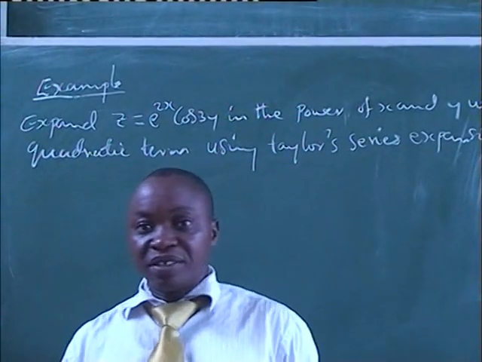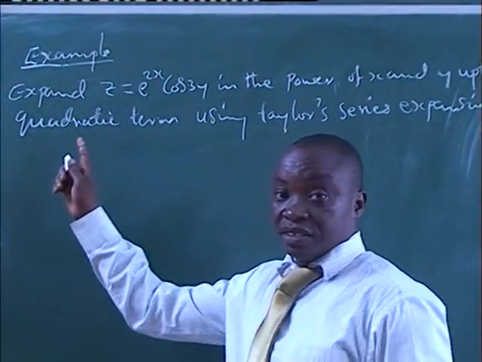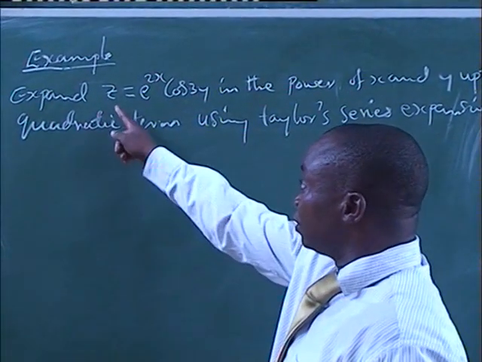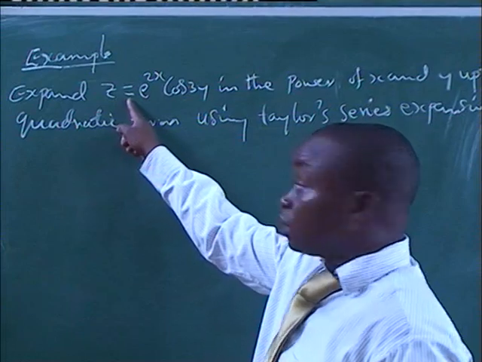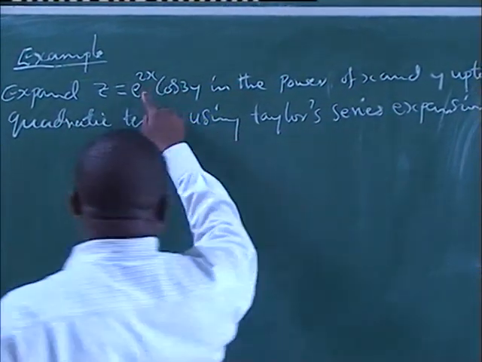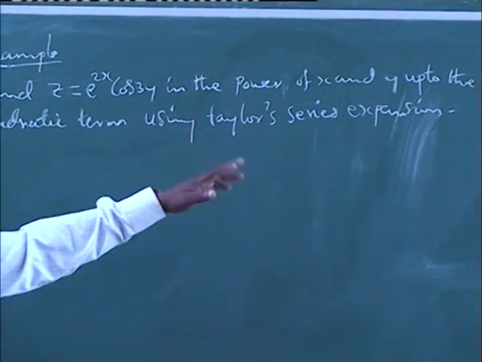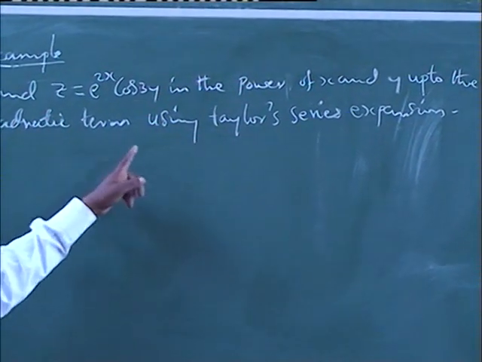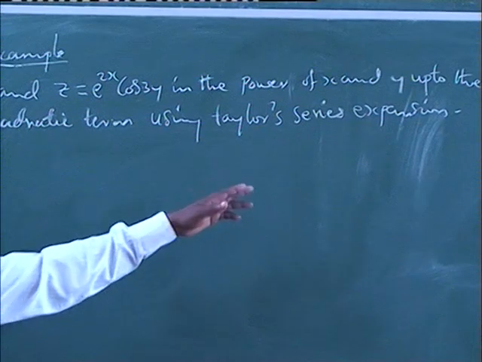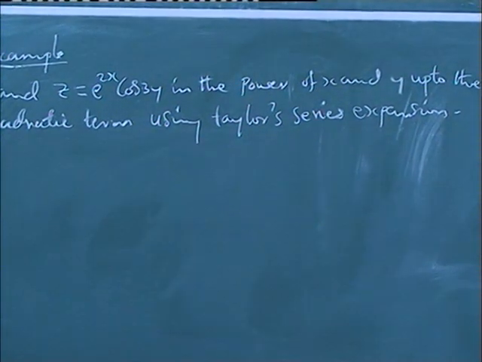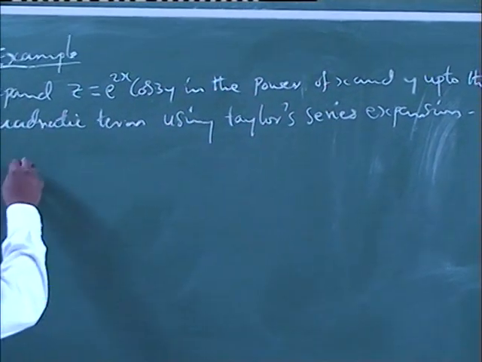So the example we are going to take now is this. Expand z equals exponential 2x cos 3y in powers of x and y up to the quadratic term using Taylor series expansion. Okay, let's pick the solution.